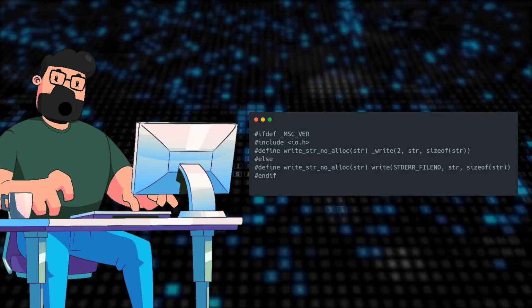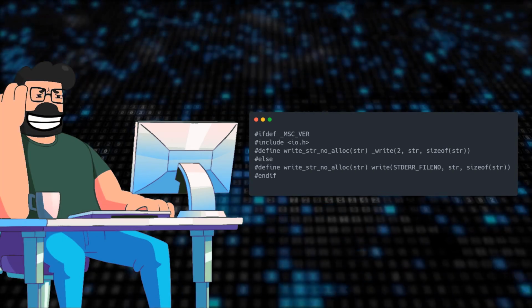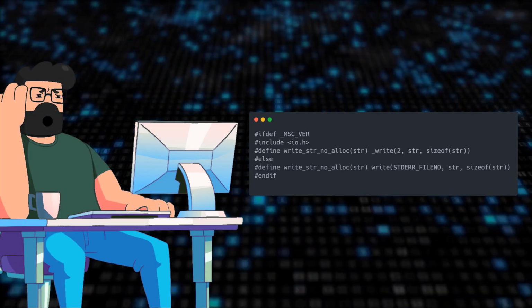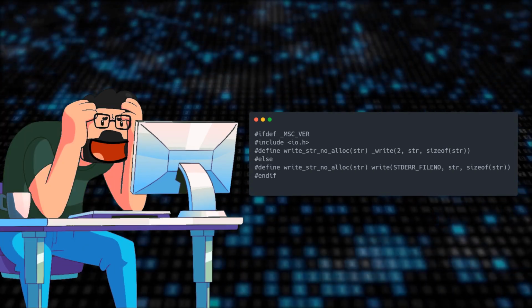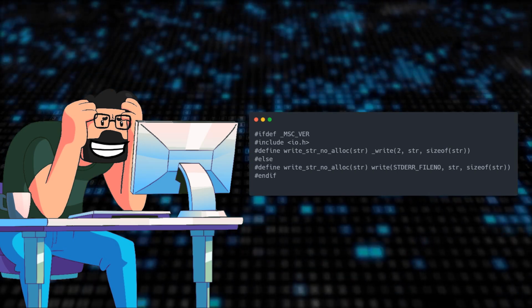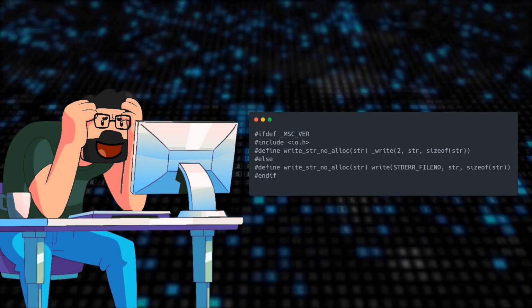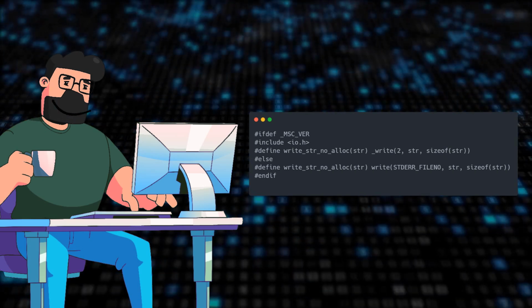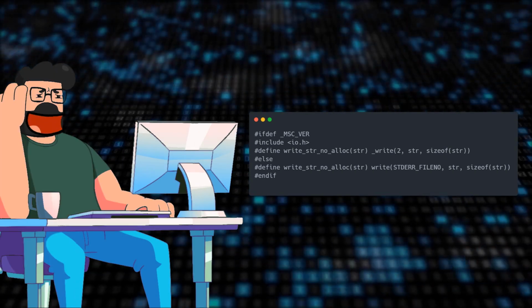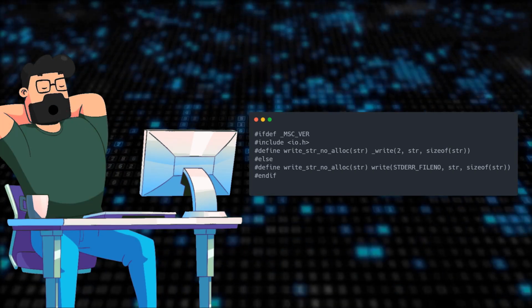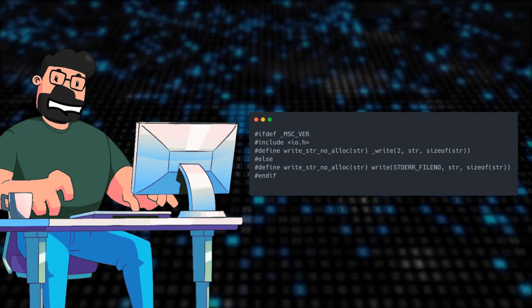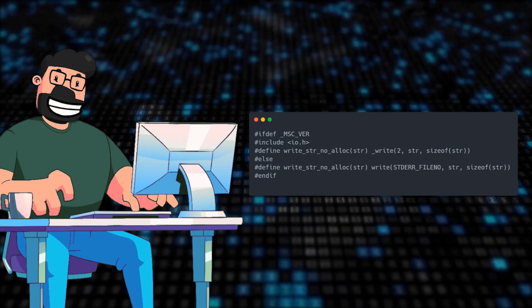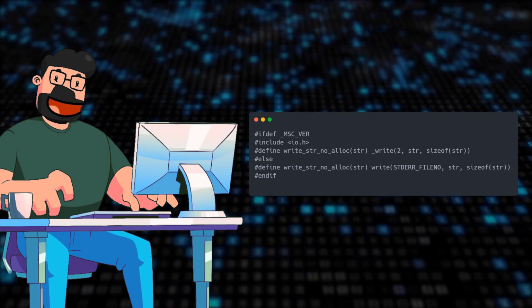By using the predefined code snippet, we can address the memory error in a robust manner. The key lies in utilizing the _write function on Windows systems and the write function on POSIX systems. These functions directly interact with the operating system, bypassing any memory allocation pitfalls. So, by implementing this code, you can effectively output error messages without worrying about additional memory allocation.